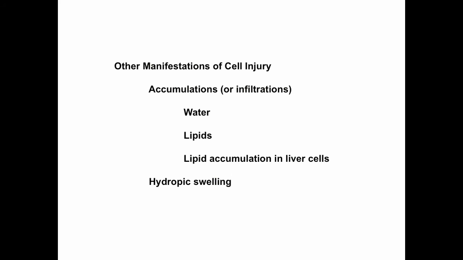Okay, so other manifestations of cell injury, other things that we see when cells get injured, accumulations or infiltrations. An infiltration or an accumulation is when the cell starts to increase its intracellular storage of something, okay? And sometimes the something that it's storing is not something it normally should store. Okay, so for example, when you see people who have chronic exposure to combustion, so chronic exposure to soot, right? Firefighters or something like that.